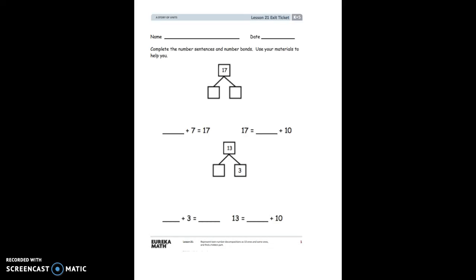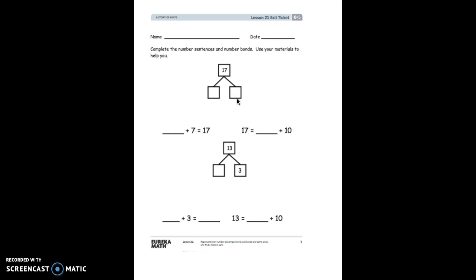Lesson 21, Exit Ticket. You're going to be completing the number sentences and number bonds. You're going to be working with 10 and some more ones. So 10 ones and some more ones. So if you look at the number 17, how can I make that with 10 ones and some more ones?